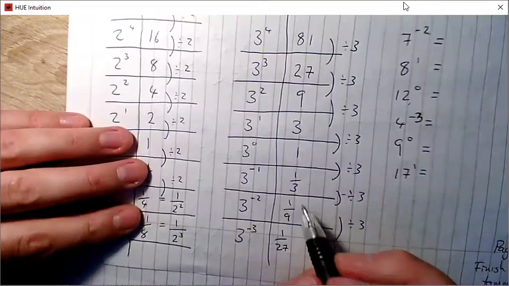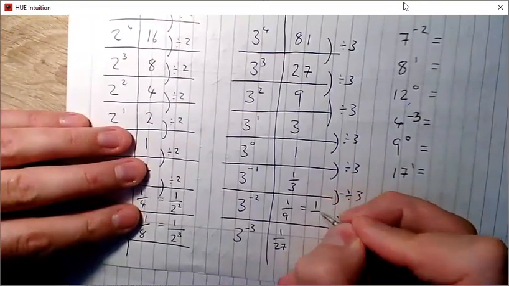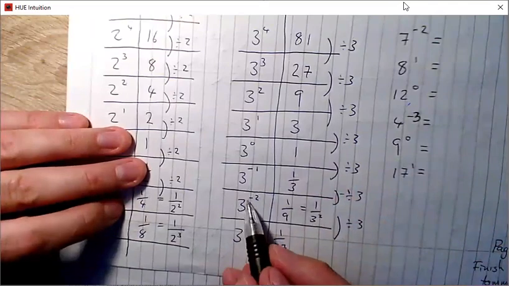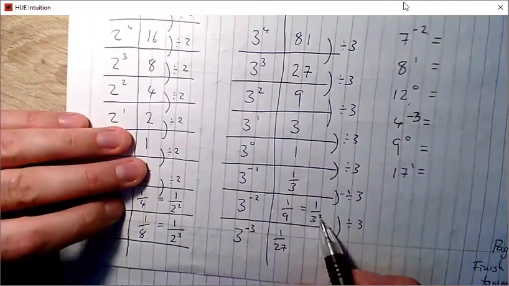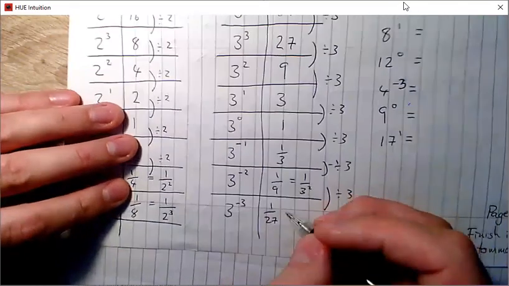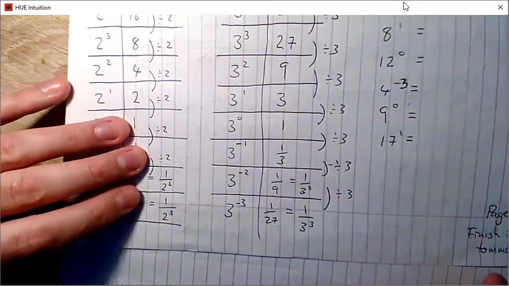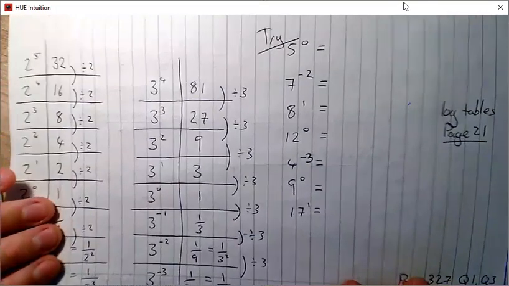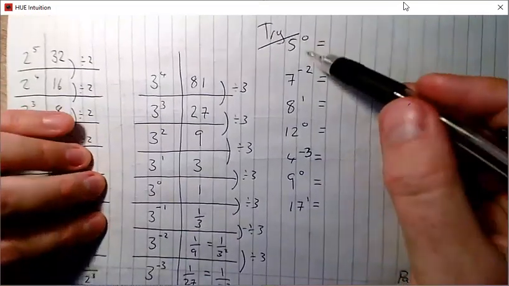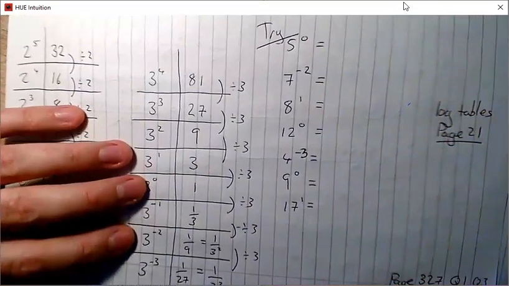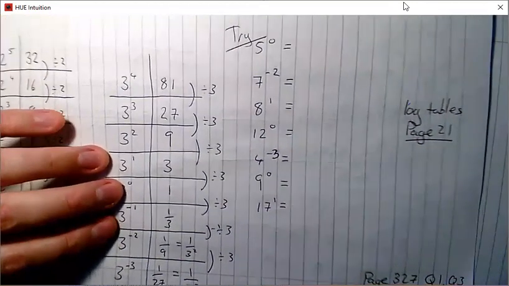Hopefully you can come along and say, well, that's the same as 1 over 3 squared. So the same pattern holds. 3 to the minus 2 is 1 over 3 to the plus 2. 3 to the minus 3 is 1 over 3 to the plus 3. Okay, so you might try these 7 questions there quickly. Pause the video and I'll do them in a second.